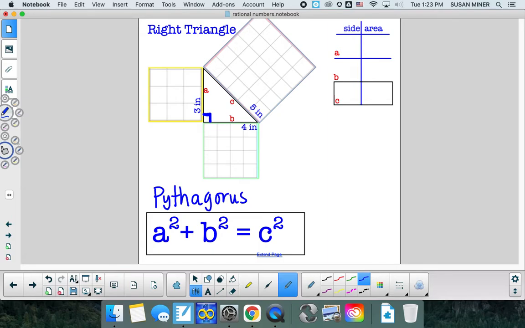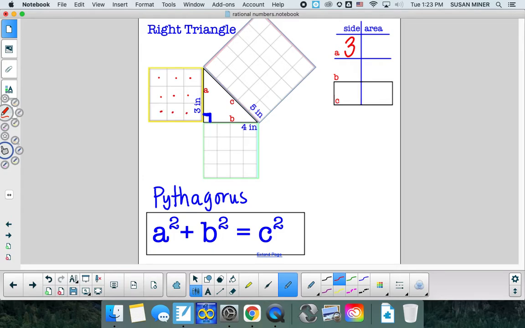He noticed that the areas of the squares on the two legs added up to the area of the hypotenuse. So what does that mean? Well, let's take a look at the yellow square right here that says the side length is 3 inches. If the side length of a square is 3 inches, then what is the area of that square? We can look over here and count 1, 2, 3, 4, 5, 6, 7, 8, 9. The area of the square is 9.